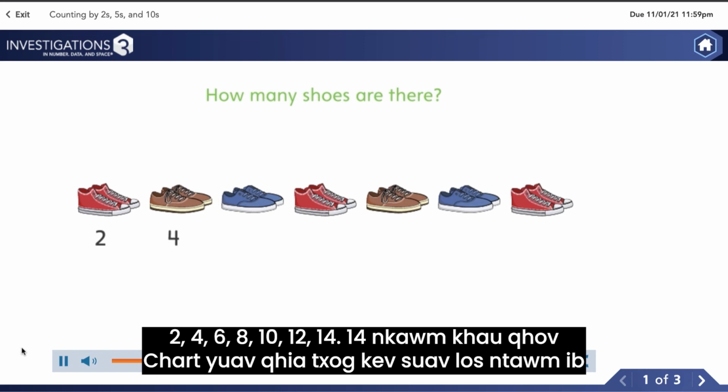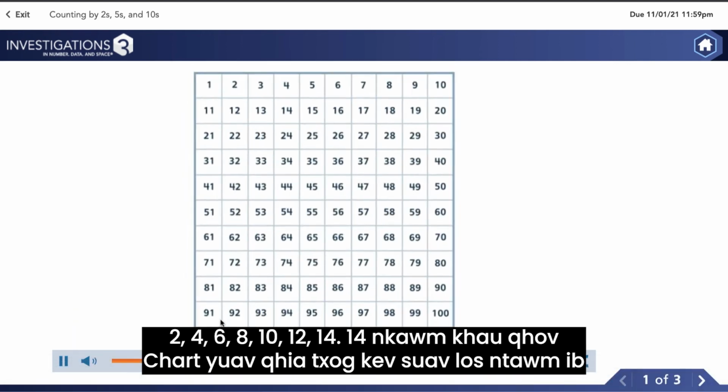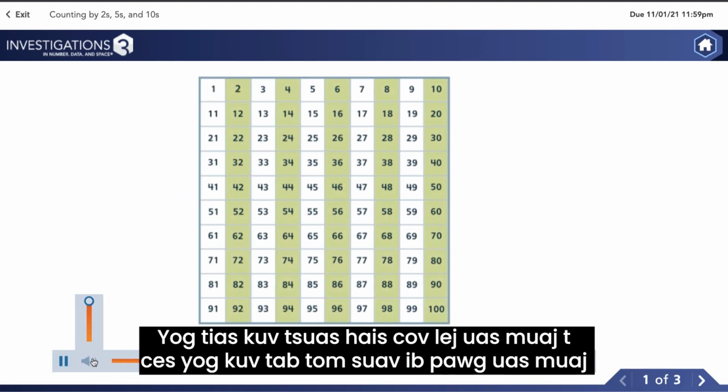2, 4, 6, 8, 10, 12, 14. 14 shoes. The 100 chart shows counting by groups of 2. If I say only the shaded numbers, I'm counting by groups of 2.